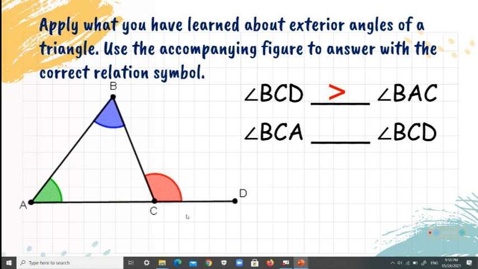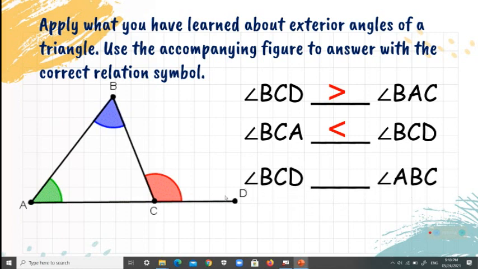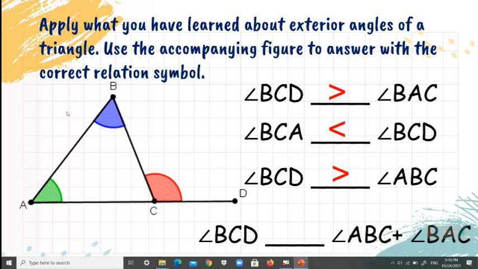How are you going to compare these two angles? That's correct. It is less than. Okay? Next, let's have angle BCD. How are you going to compare this to angle ABC? Correct. We have greater than. And let's have this one. Angle BCD compared to angle ABC plus angle BAC. Okay, that's correct. They are equal.